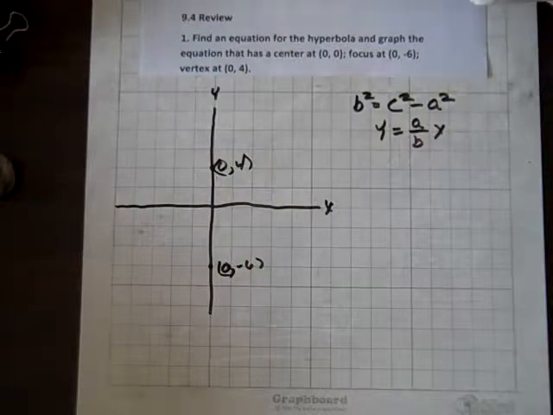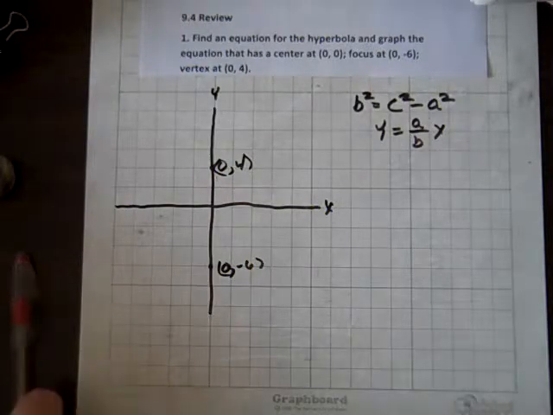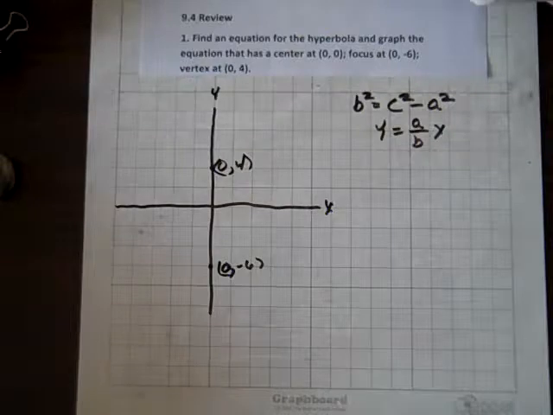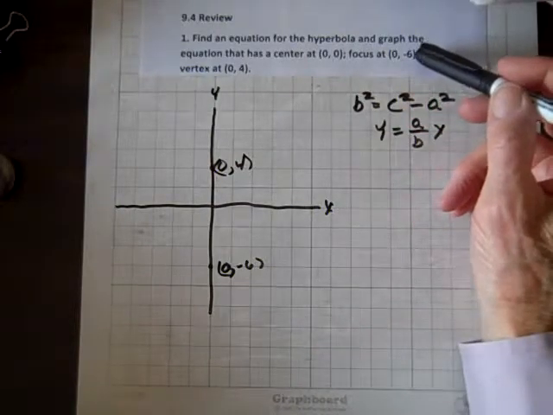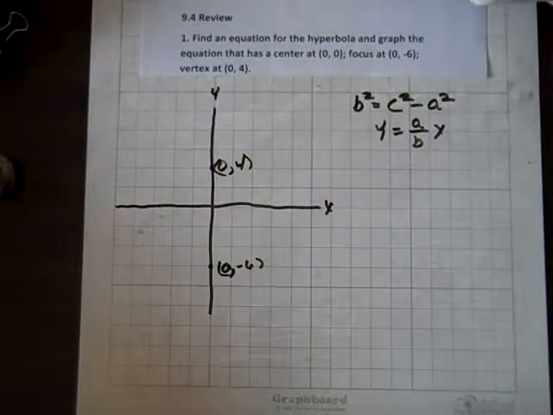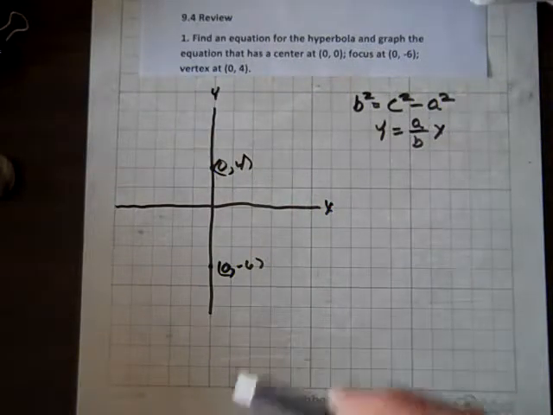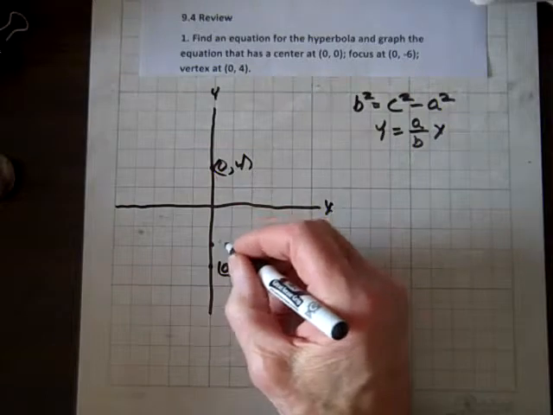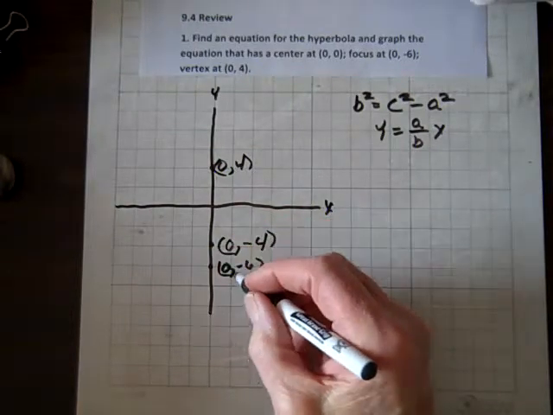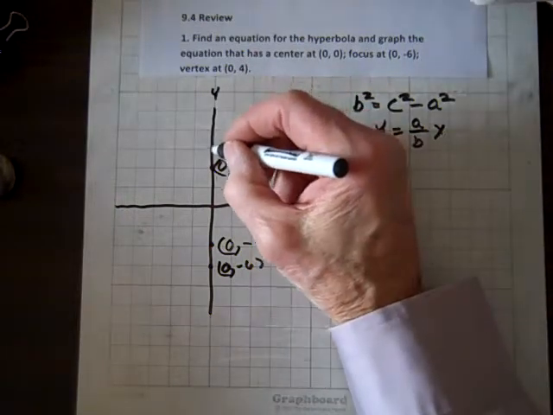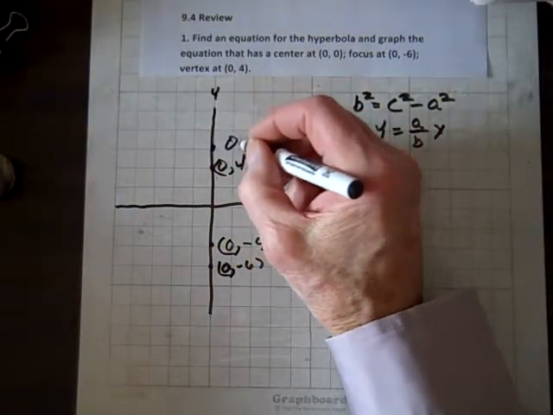And we're done. Okay, now we're doing section 9.4 and the review. And it says find an equation for the hyperbola and graph the equation that has a center at 0, 0, focus at 0, -6, and a vertex at 0, 4. Well, if there's a vertex at 0, 4, then there's a vertex at 0, negative 4. And if there's a focus at 0, negative 6, there's a focus at 0, 6.